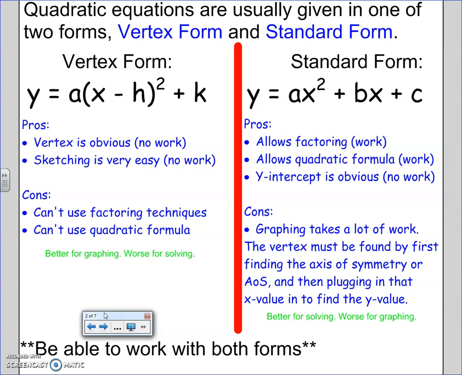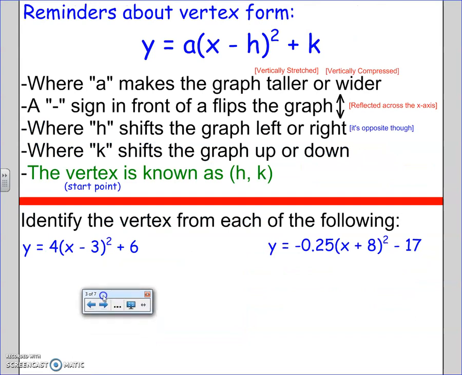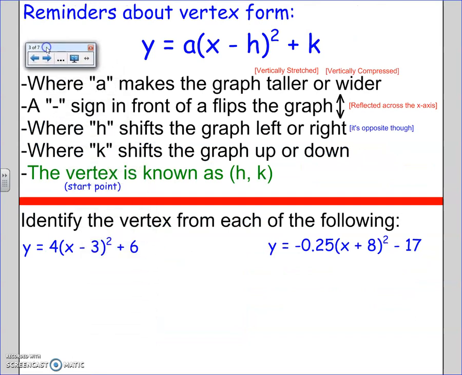We need a way to be able to work with both forms. A couple reminders about vertex form, the a, h, k form. Remember, a makes a graph vertically stretch or vertically compress if it's more than 1 or less than 1. The negative reflects the graph across the x-axis, so it's the picture upside down. h shifts it left and right, but it's opposite. So if it's a plus number on the inside, that's really left. If it's a minus number on the inside, it means right. And k shifts the graph up or down. And then the vertex, again, is known as (h, k). That's our starting point.